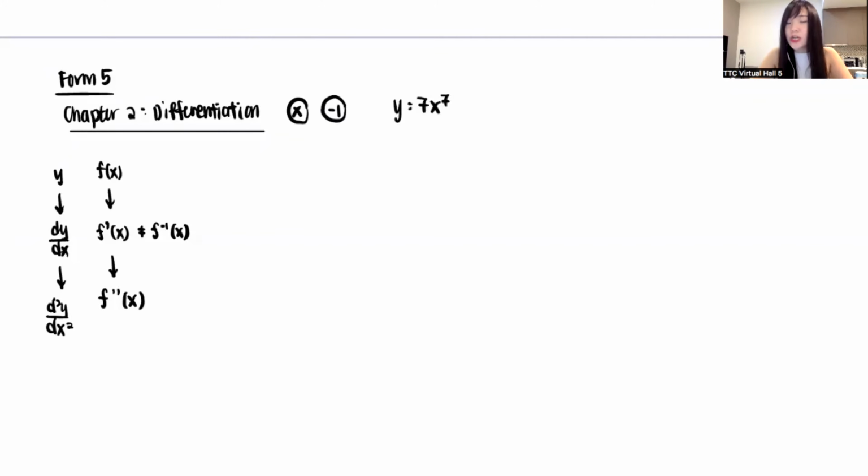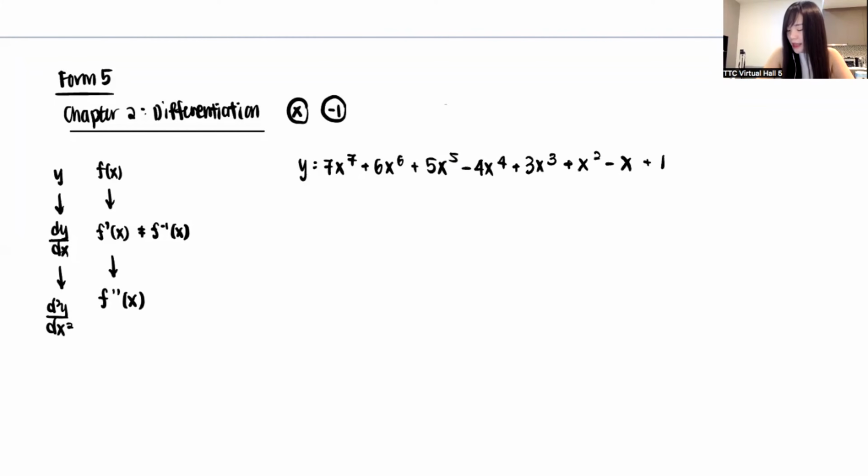So y equals 7x power 7 plus 6x power 6 plus 5x power 5 minus 4x power 4 plus 3x power 3 plus x squared minus x plus 11. Sorry, not enough space, I need to put it down. Simply give one, okay? Whenever you want to differentiate it, it's very important to write dy dx. If not, you will tend to forget you already started differentiating it.